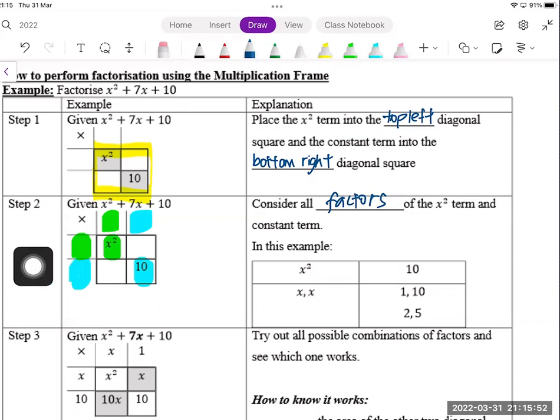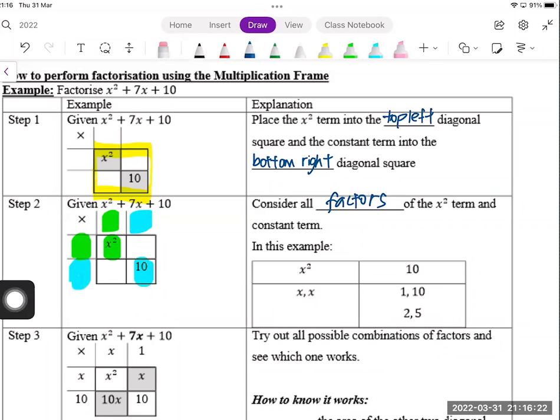For example, x squared, if you break it down into its factors, is x times x. There's not much other variation, so it's just x times x. Then for 10, it can be 1 times 10 or 2 times 5. So either here is 1, here is 10, or here is 2, here is 5. Multiply together, I'll get 10. So I have different combinations. Which is the correct combination?